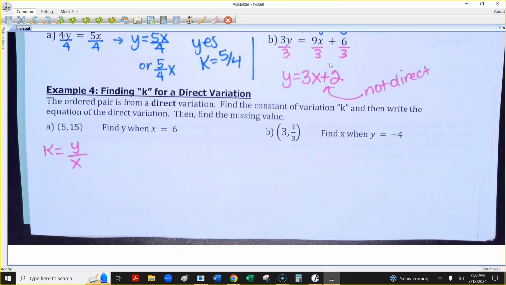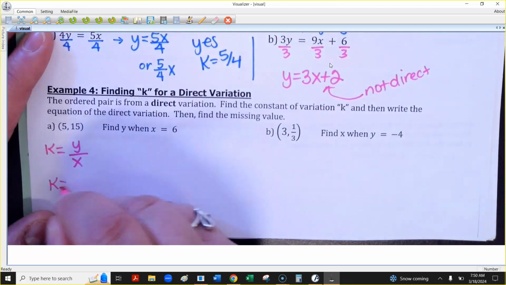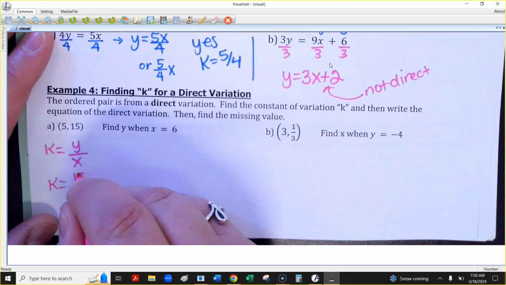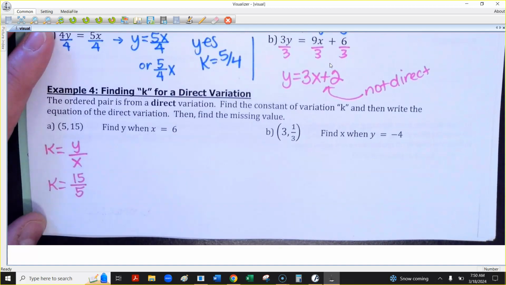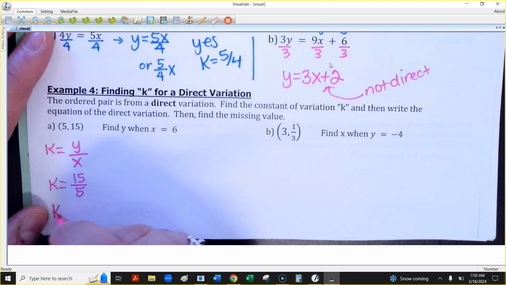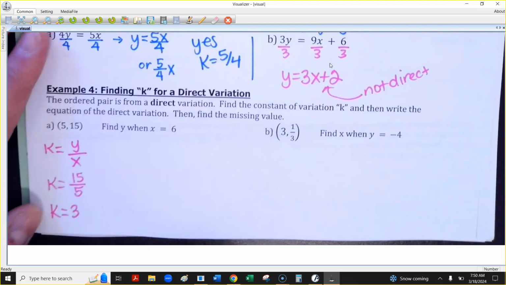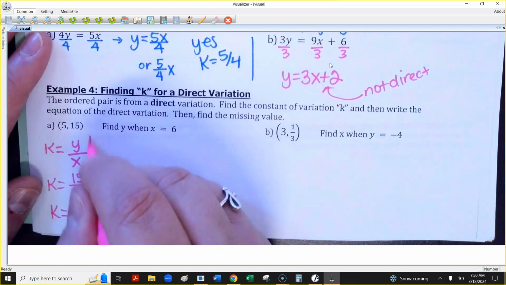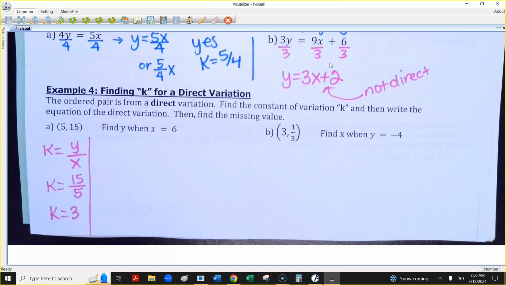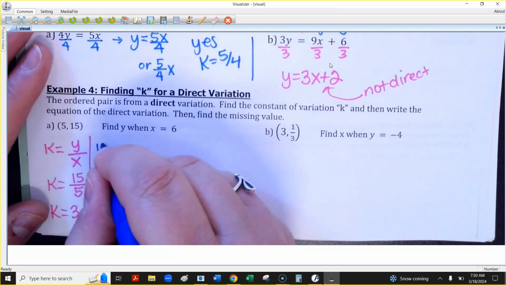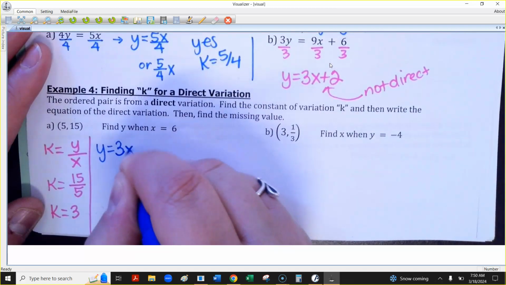So if I have a point, I can find that super quick. So the k value here, my y coordinate is 15, my x coordinate is 5. Literally all I have to do is divide there. So this would end up being 3. So there's my k value. So if I have to write an equation, all we have to do, write y equals 3x.